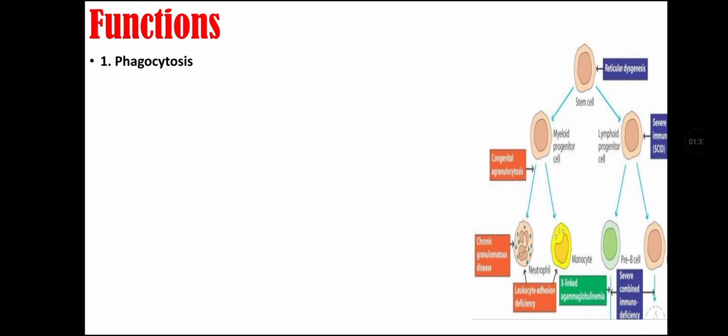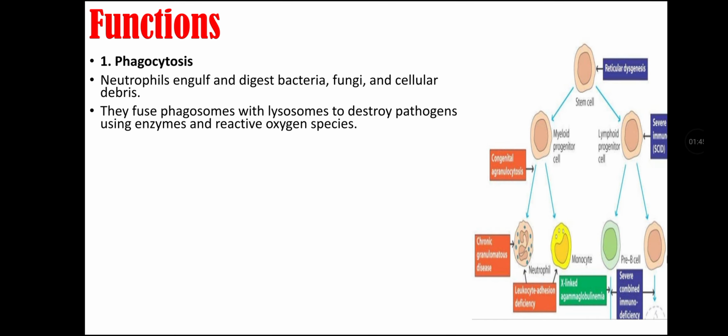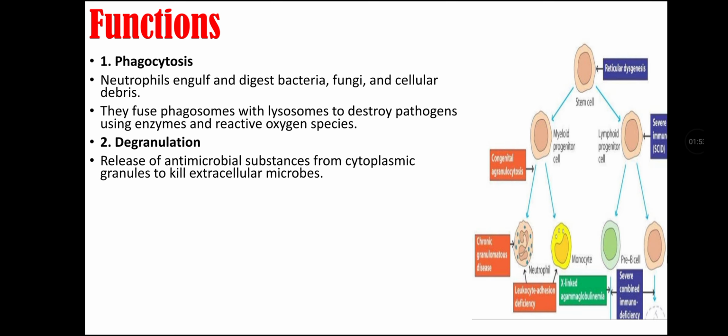Functions of neutrophil. First function is phagocytosis, as neutrophils engulf and digest bacteria, fungi, and cellular debris. They fuse the phagosome with the lysosome to destroy pathogens using enzymes and reactive oxygen species. Second function of neutrophils is degranulation, as they release antimicrobial substances from cytoplasmic granules to kill extracellular microbes.